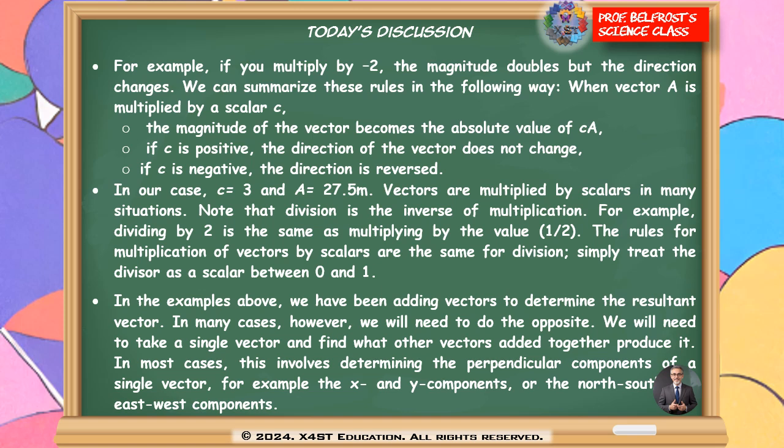So in the examples above, we have been adding factors to determine the resultant factor. In many cases, however, we'll need to do the opposite. We'll need to take a single factor and find what factors added together produce it. So we need to find the components of a single factor in the x and y directions. This is what we'll discuss now.